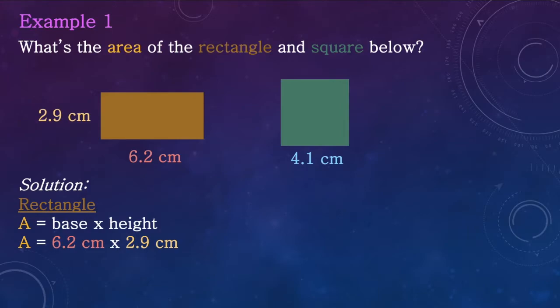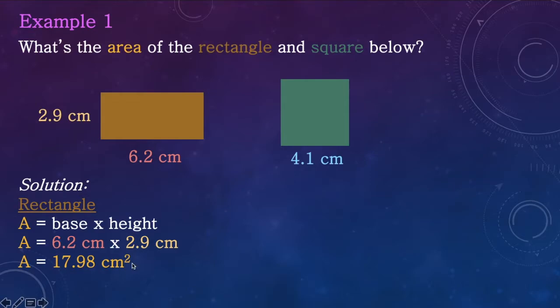When we multiply these 2 numbers, it gives us an area of 17.98 centimeters squared. Now that's very important to remember that because it's an area, we need to have our units in squared units. Remember, it is a 2-dimensional measurement, meaning it's squared.